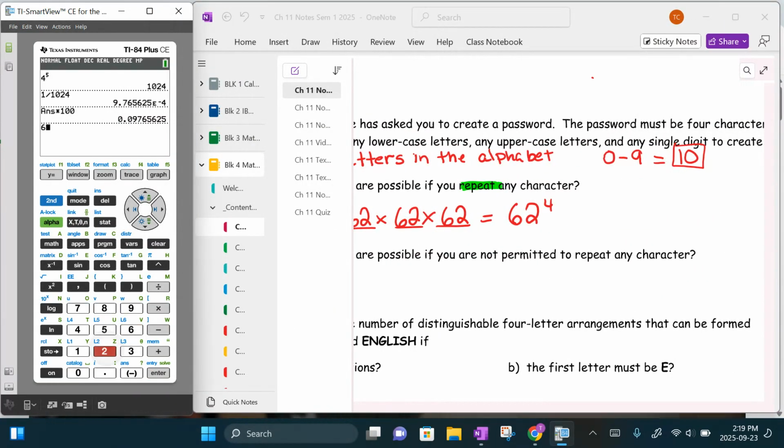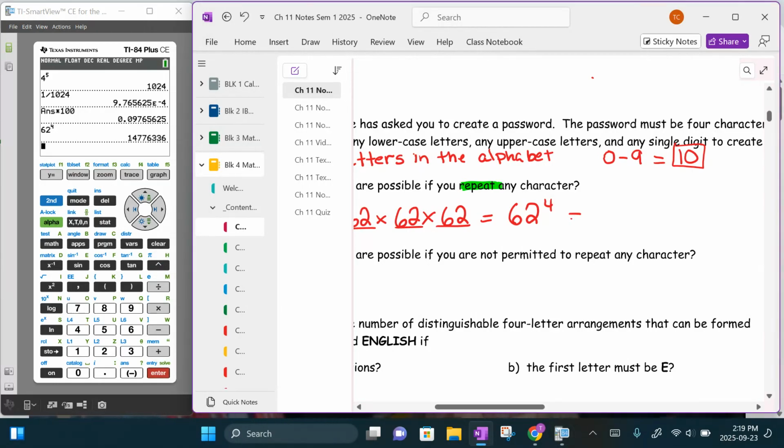Whoa. Right? So, is that huge? So 100, is it million? 14? So 14,776,336. Now the thing is, that seems like a lot, but with hackers now, is that a lot? No. Right? The computers hack so much nowadays, right?